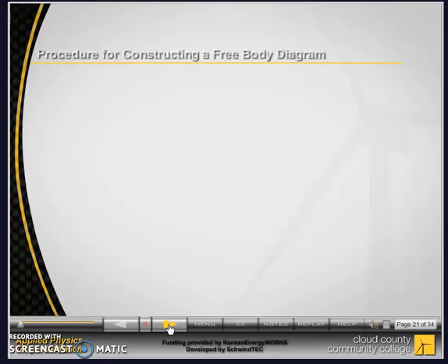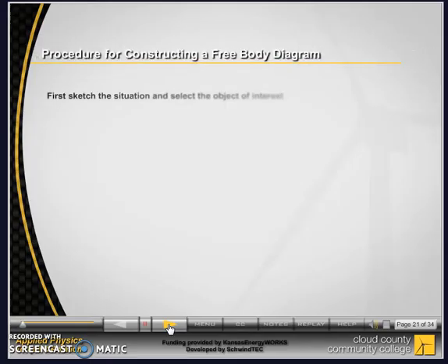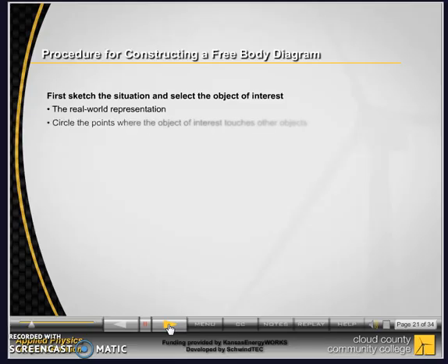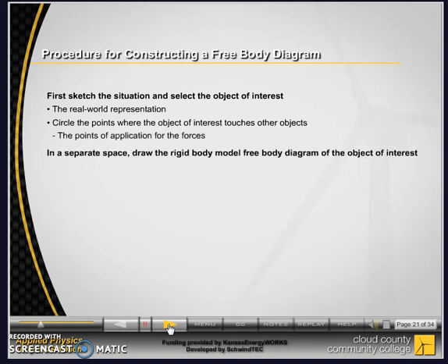When constructing a free body diagram, first sketch the situation and select the object of interest. This is the real-world representation. On the sketch, circle the points where the object of interest touches other objects. These are the points of application for the forces. In a separate space, draw the rigid body model free body diagram of the object of interest. This is the physics representation.